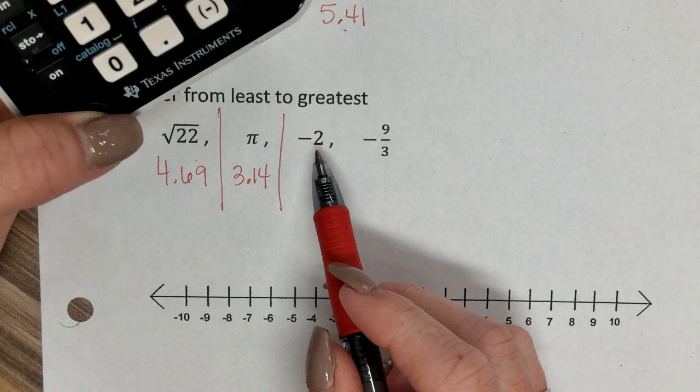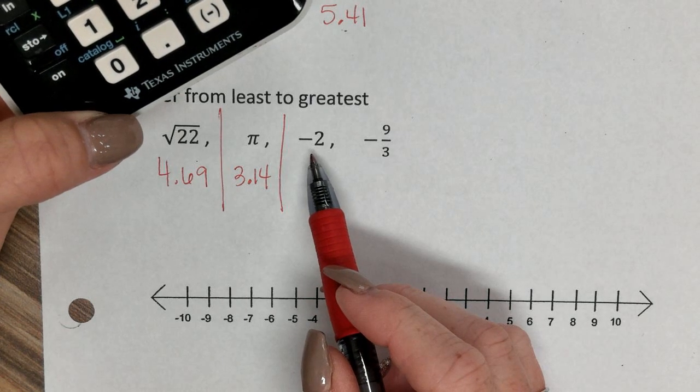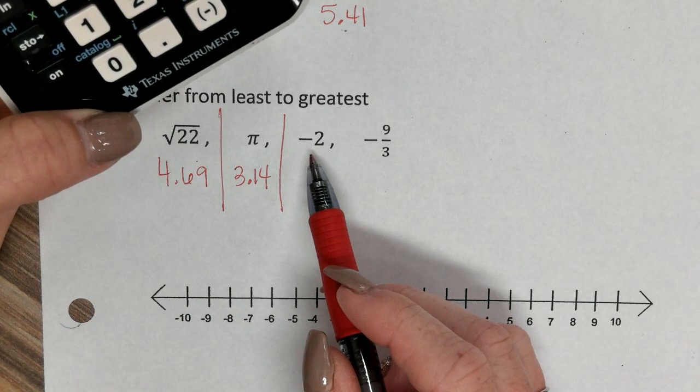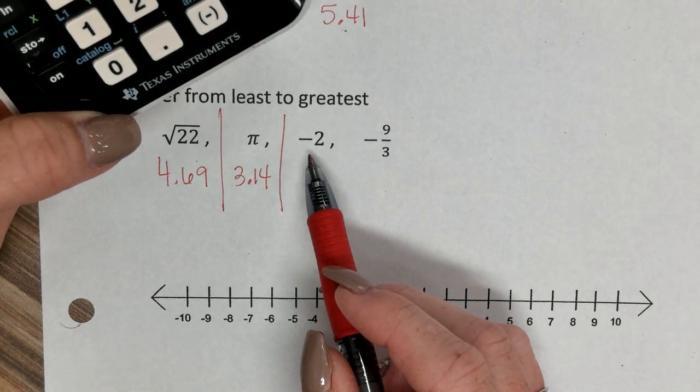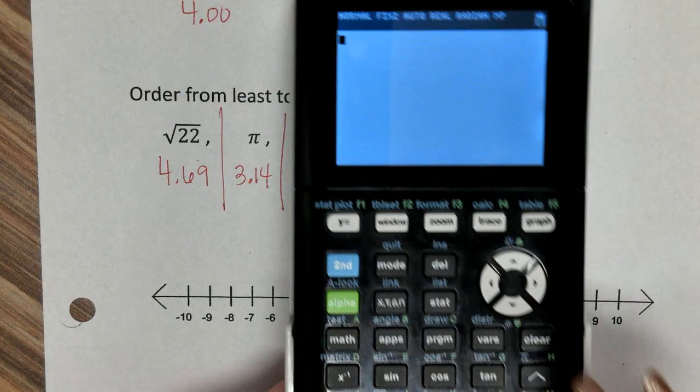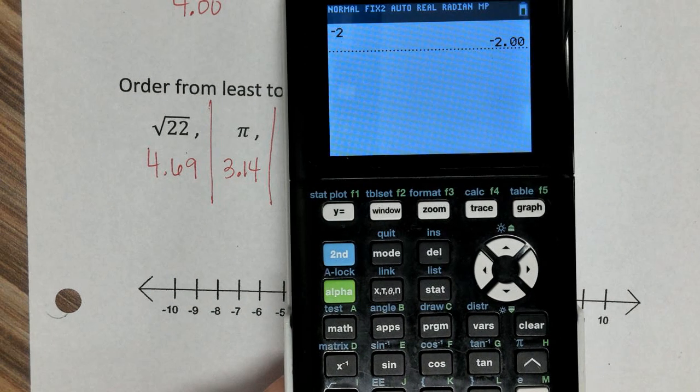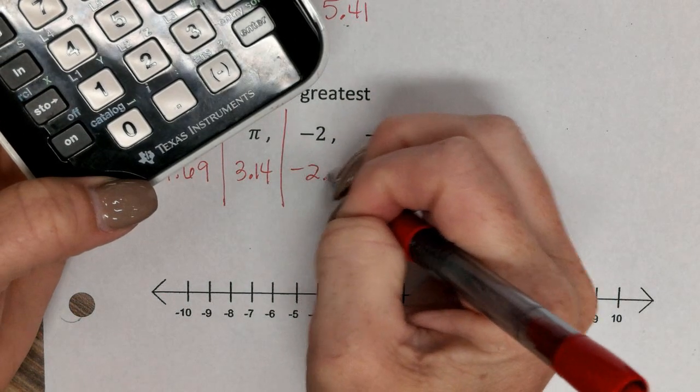How much money is this? -2, meaning I owe $2. And if you want it to look like money, if you just put it in your calculator, it will turn it into money for you. So I owe $2.